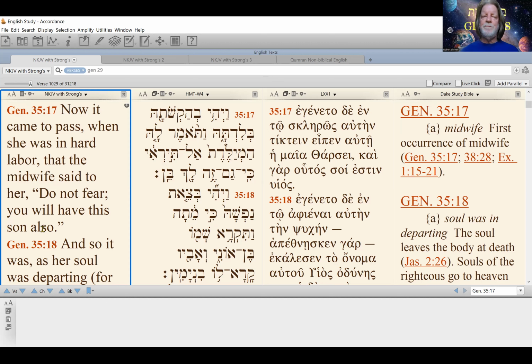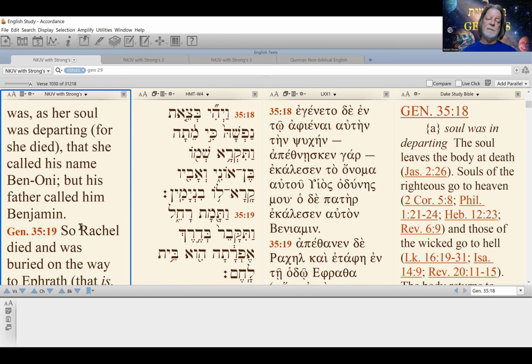Probably the baby was breech. But the midwife has probably ministered in such a way that the baby is going to be born. Maybe she was able to turn the baby. Maybe she was able to do a breech delivery. She assures Rachel that this child is coming out. And I think Dake makes the comment that cesarean section procedures were not available in these days. So this is a good report. The child is going to be born. It is a son.